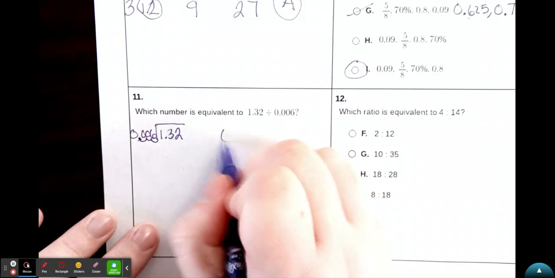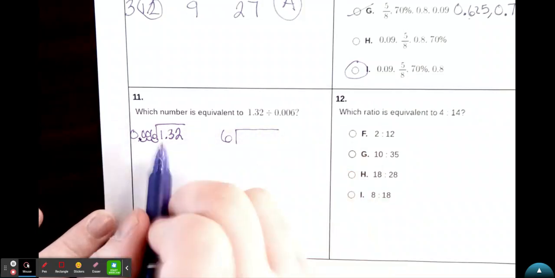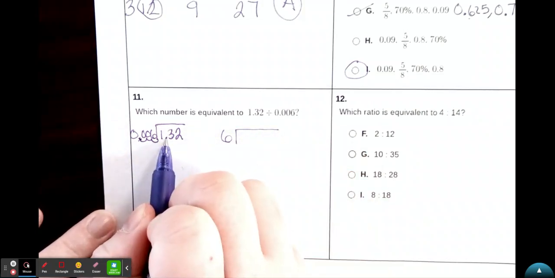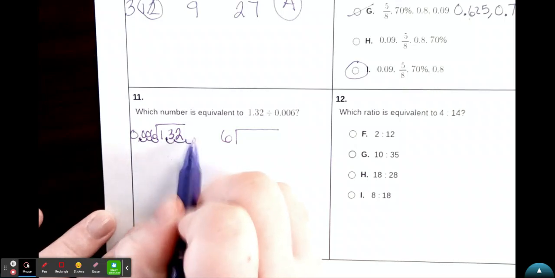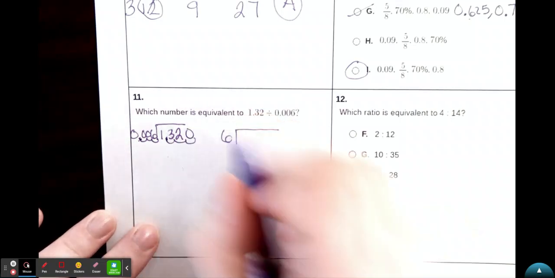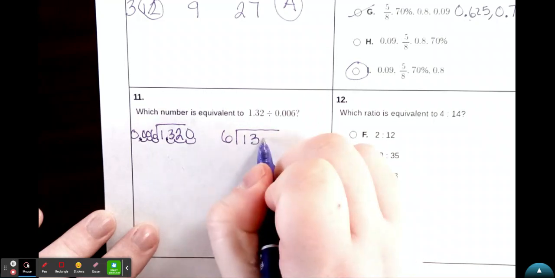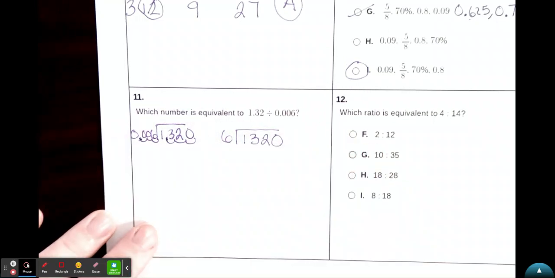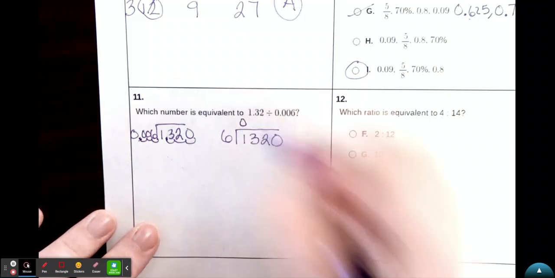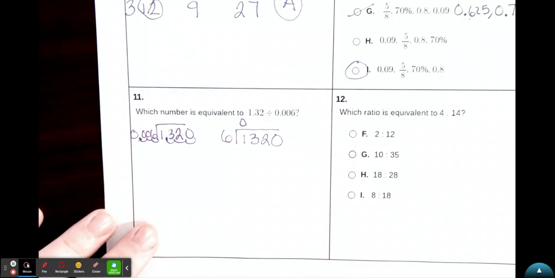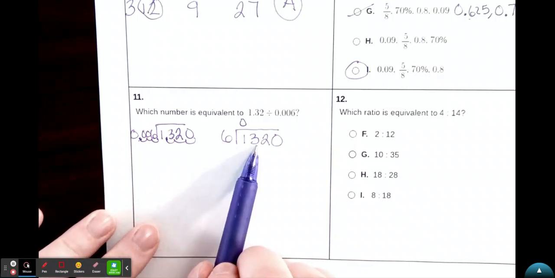Okay, so then I get 6 going into, if I moved this one 3 times, I also need to move this one 3 times. 1, 2, 3. Uh-oh, what's going to go right here? 0. So rewriting that, it's 1,320. All right, can 6 go into 1? No, so sometimes we'll write a 0 up above or even an X to show that that number does not work.